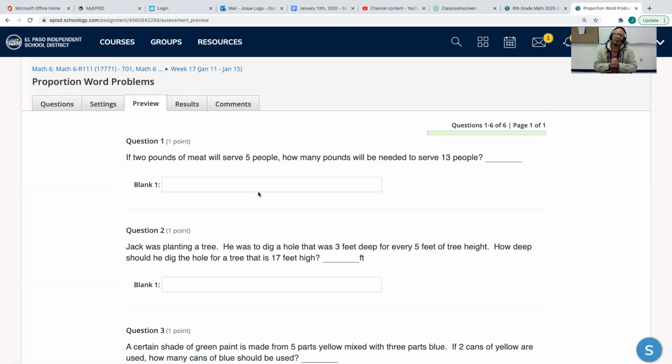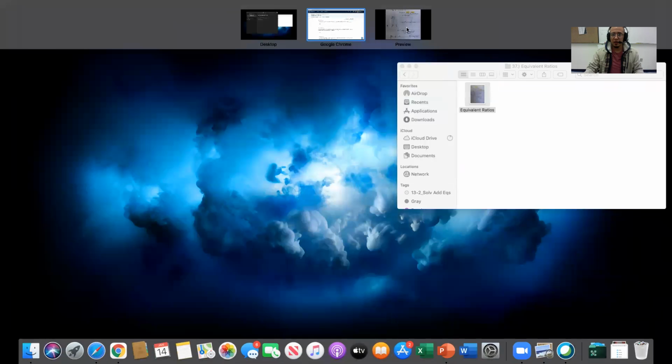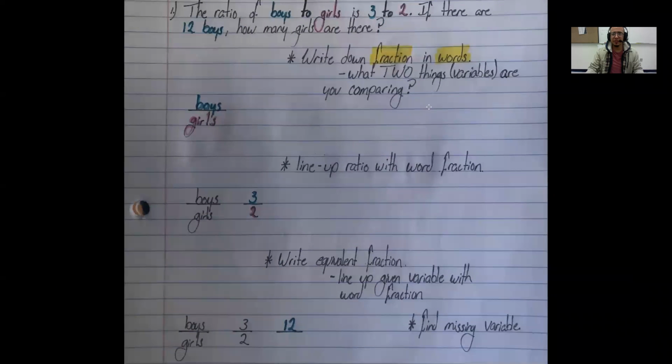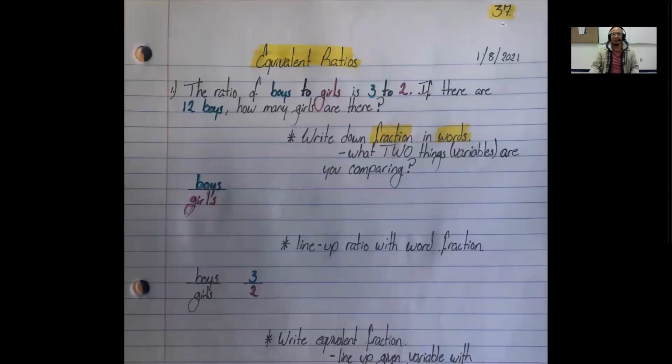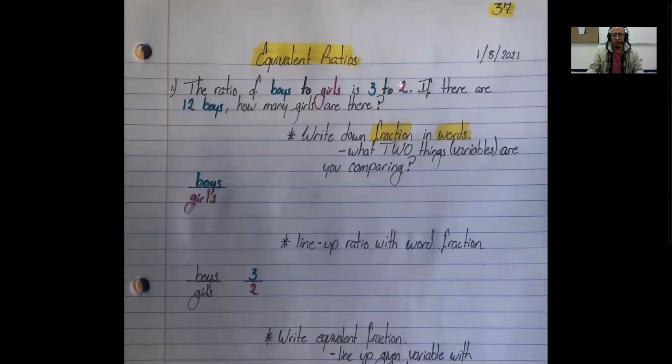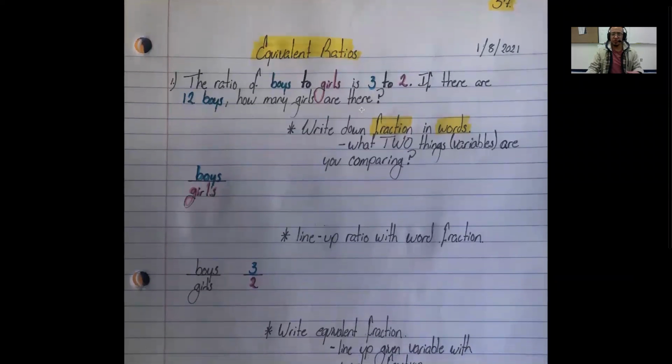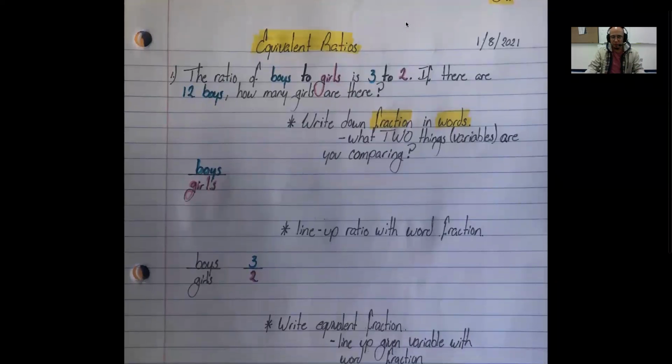But before we begin, I do want to remind you of the notes that we took on the 8th, I believe it was. Those were number 37, when we first talked about equivalent ratios. Remember, ladies and gentlemen, that when we're looking at a word problem, there's three things that we must do, in this order. All right, so looking at this word problem, which we did do, the ratio of boys to girls is 3 to 2. If there are 12 boys, how many girls are there? And this is not one of the problems from Schoology. This is just the problem we did before, right?